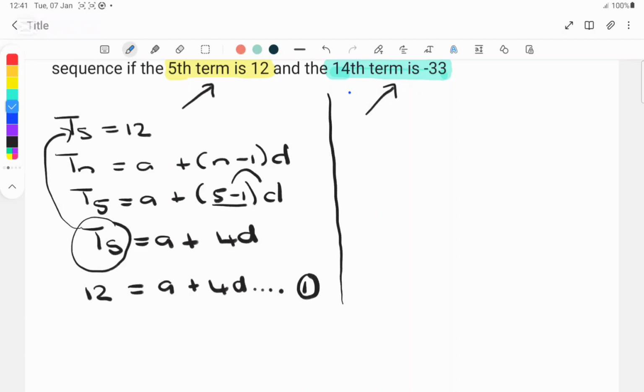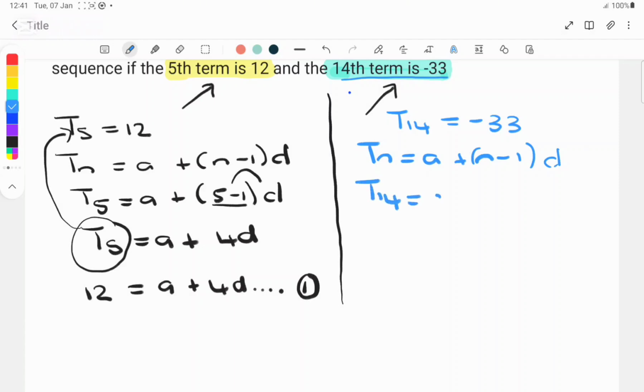Now I'm going to do the same for this part of the information. Here it says T14 is equal to negative 33. So what's the second step that I do? I write the general term down from my formula page. Okay, and then wherever there's an n, I'm going to write 14. So T14 is equal to A plus 14 minus 1 D.